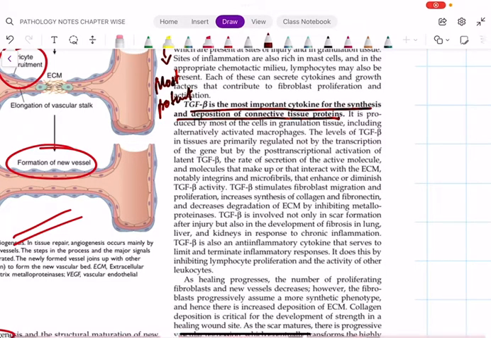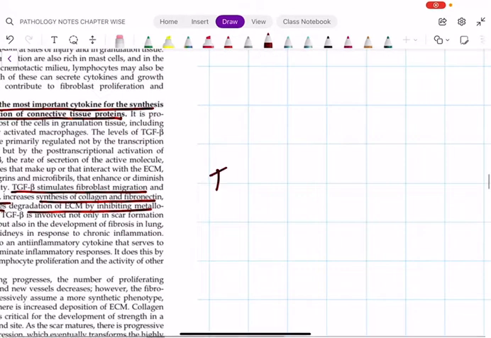Okay. So this TGF beta is going to stimulate the fibroblast migration, proliferation, and increase the synthesis of collagen and fibronectin. It decreases the degradation of extracellular matrix. This is very, very important. TGF beta will inhibit MMP. What are MMP, children? MMP is matrix metalloproteinase. They are going to degrade the basement membrane.